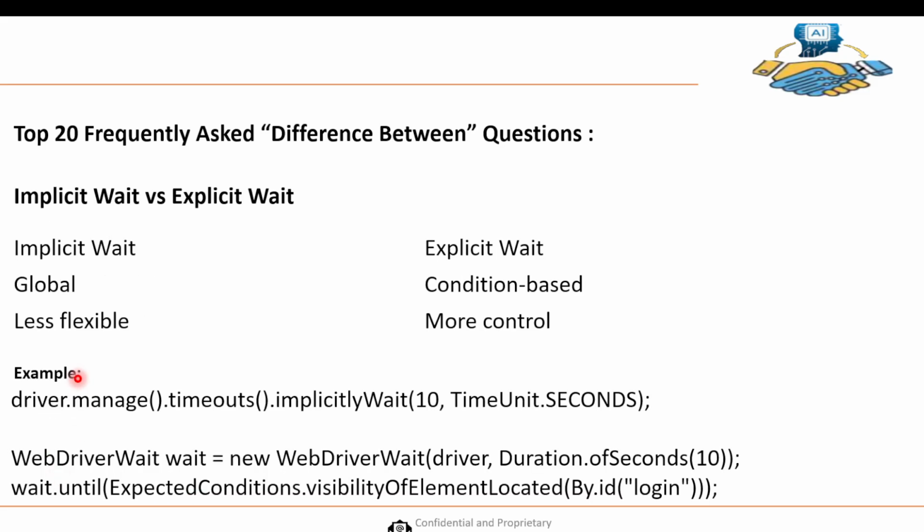Then next, what is the difference between implicit wait versus explicit wait? Implicit wait is global level, whereas explicit wait is condition based. In the first example, driver.manage().timeouts().implicitlyWait, we give the time in seconds. This is the implicit wait and it's applicable at global level. Whereas the other one is the explicit wait, a condition based wait. Here we give the condition: wait.until(ExpectedConditions.visibilityOfElementLocated).